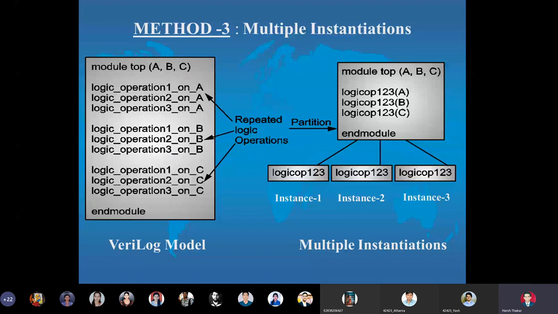So I have divided my single Verilog module into 3 different modules, wherein the first module will perform 3 different logical operations on A. The second module will perform 3 different logical operations on B, and the third partition will perform 3 logical operations on signal C. That is why I've written instance 1, instance 2 and instance 3. So multiple instantiations is also an efficient technique for achieving partitioning for synthesis.